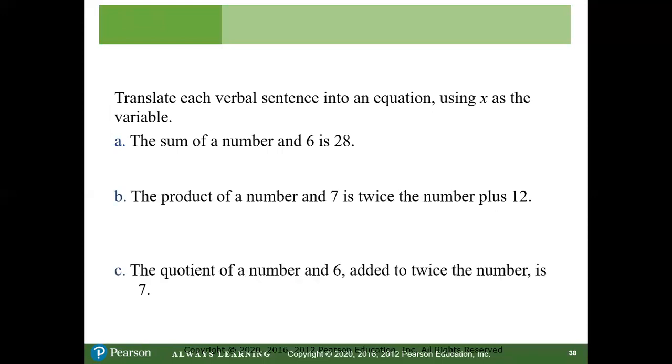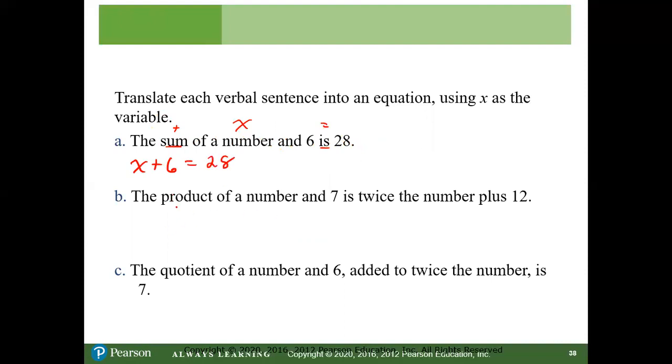All right, so let's quickly bang these out. So the sum is addition of a number. We'll use x because it says to use x. And 6, and is means equals, and then 28. So anytime you see is, you know that that's equal, because it's short for is equal to. We could say is equal to 28, or we could just say is 28. So the sum of a number and 6: x plus 6 is equal to 28.